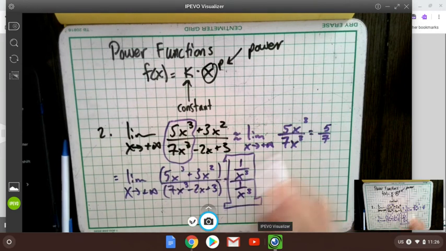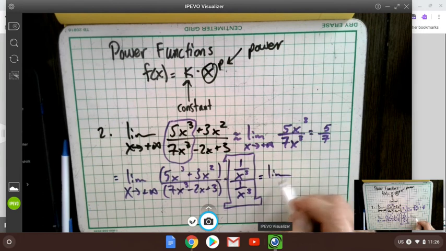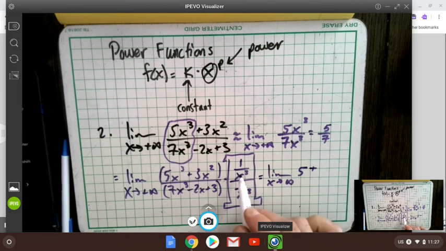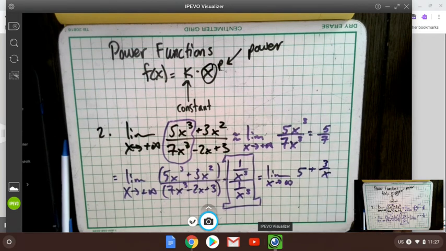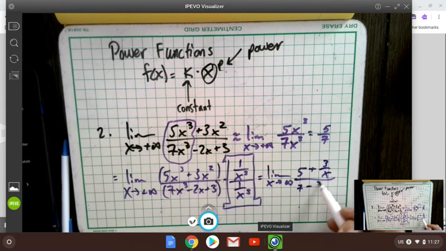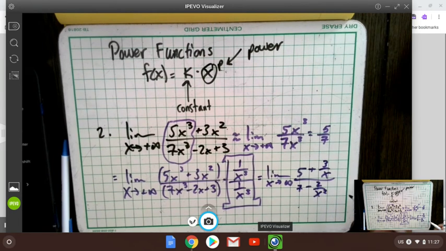I'm going to distribute this through, and I'm going to get the limit as x goes to infinity of, well, let's see, that's just 5. And then if I distribute 1 over x cubed times 3x squared, 2 of the x's in the numerator will cancel with 2 of the x's in the denominator, and I'll be left with 3 over x. In the denominator, I'm going to be left with 7 minus 2 over x squared. If the distribution is confusing you on this, that is on you. I am distributing. This is pre-calc. I'm not going to go slow in distributing one factor.